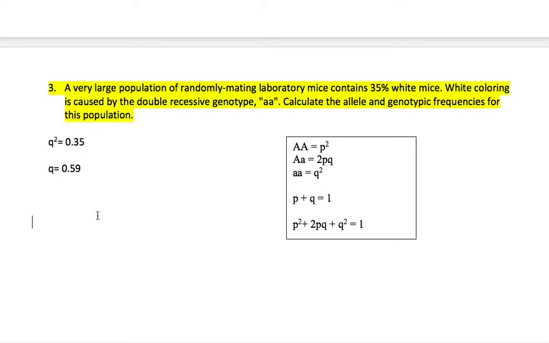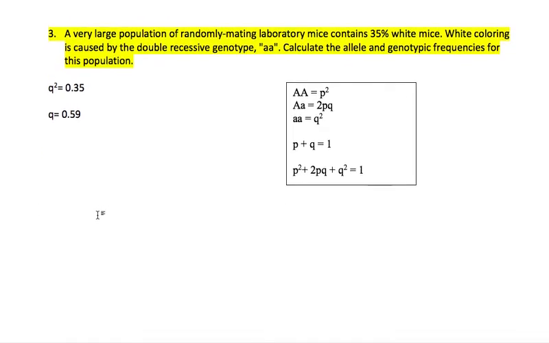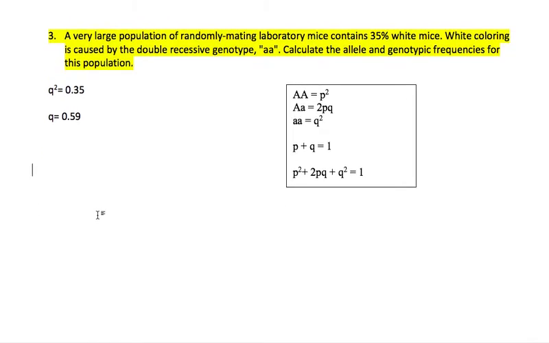A very large population of randomly mating laboratory mice contains 35% white mice. White coloring is caused by the double recessive genotype, so aa, or homozygous recessive. Calculate the allele and genotypic frequencies for this population. If it's being generic like this and saying calculate the allele and genotypic frequencies, we're going to need to do that for all of them. So let's go ahead and start with what we know.